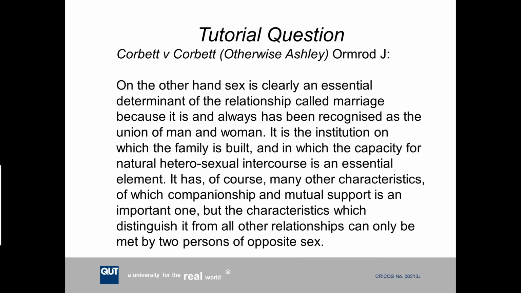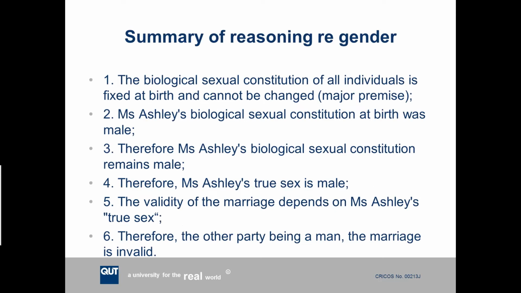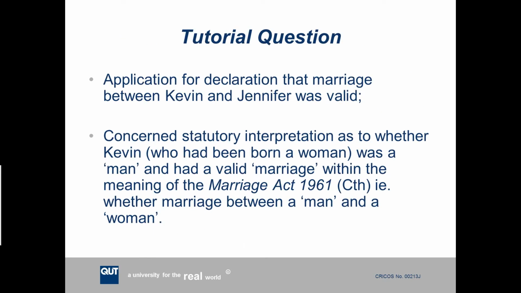As he then says, April Ashley was not a woman within the meaning of the Marriage Act, so the marriage was not valid. And there's a summary of the reasons he used to determine April Ashley's gender at the date of marriage.